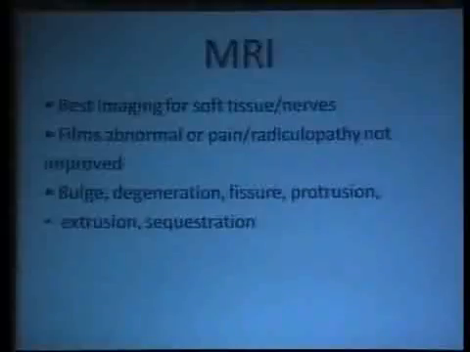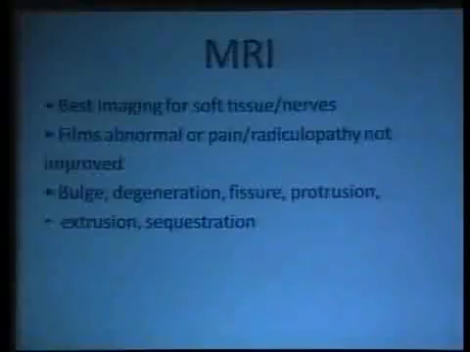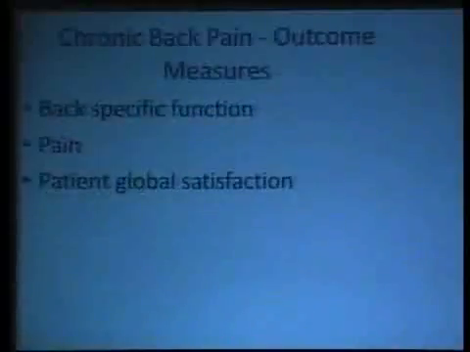MR can be done. It's a good technique for soft tissue imaging and looking for the nerve if there is a suspicion of radicular pain. Films can be abnormal, but radiculopathy may or may not be related to the MR findings. You can find a bulge, degeneration, disc protrusion, sequestration, etc.